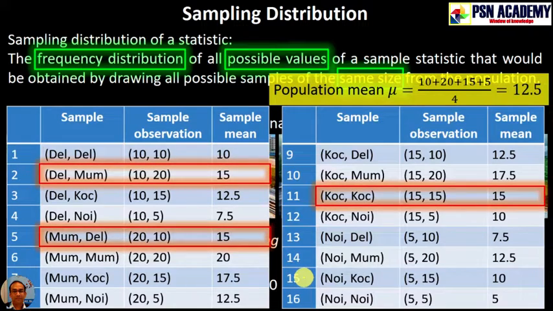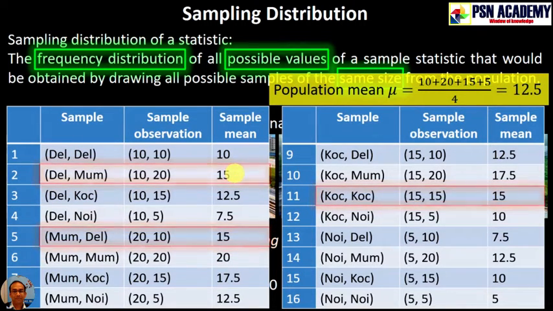Now look at this one. Here 3 samples, again they are showing sample mean as 15, and if you have one of these samples when you are going for random sampling, then you may infer that the population mean is 15 because your sample is telling that the mean is 15, and that will also be wrong. That means your sample mean is deviating from the population mean to some extent, right?